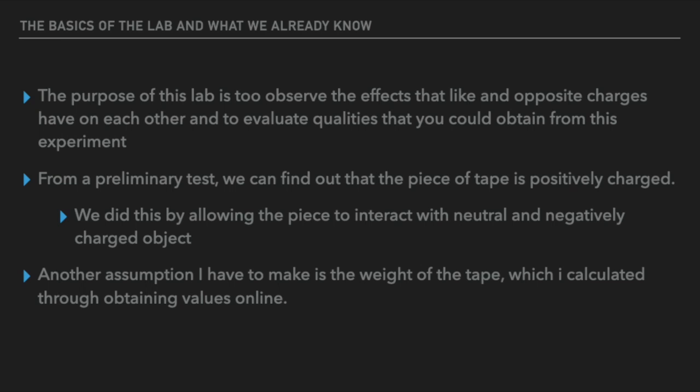Another assumption that I had to make was the weight of the tape. I calculated this through obtaining values online. This value would be the weight per unit centimeter squared. I then compared this number to the actual length and width of my piece of tape and was able to obtain the mass from this. I needed the mass in order to calculate the gravitational force, which I could then equate against the electric force.